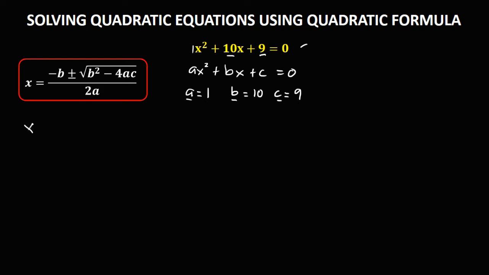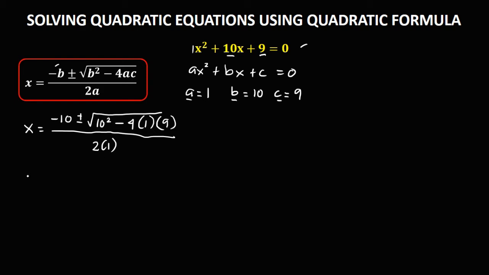So we have x equals negative b, so we have minus 10, plus minus the square root of b squared. So we have 10 squared, minus 4 times a, which is 1, times c, which is 9, over 2 times a, so 2 times 1. Then simplify, so we have x equals negative 10, plus minus.